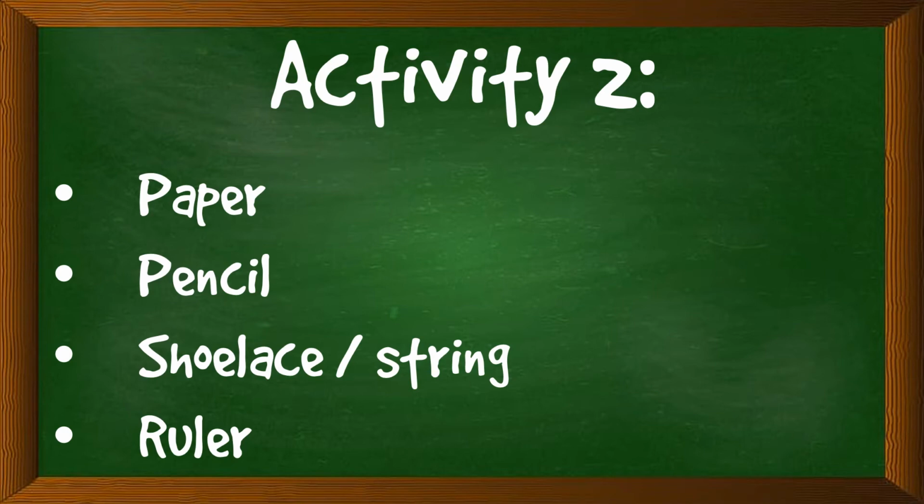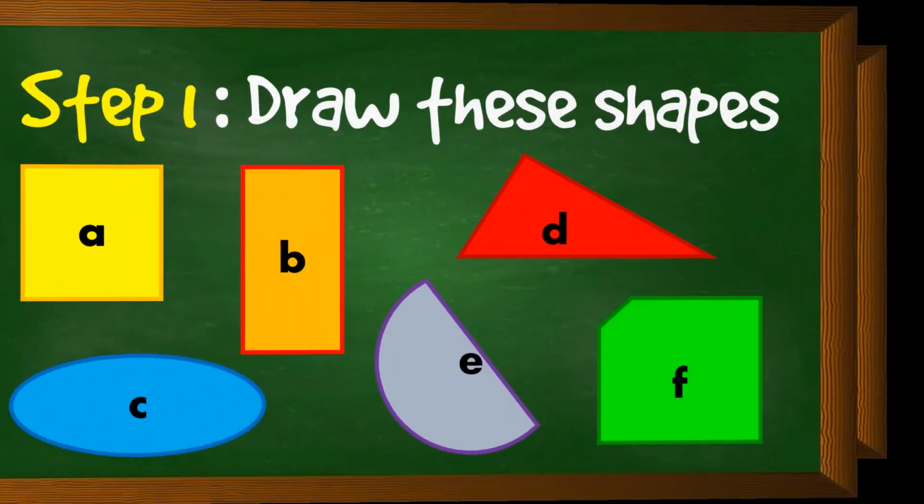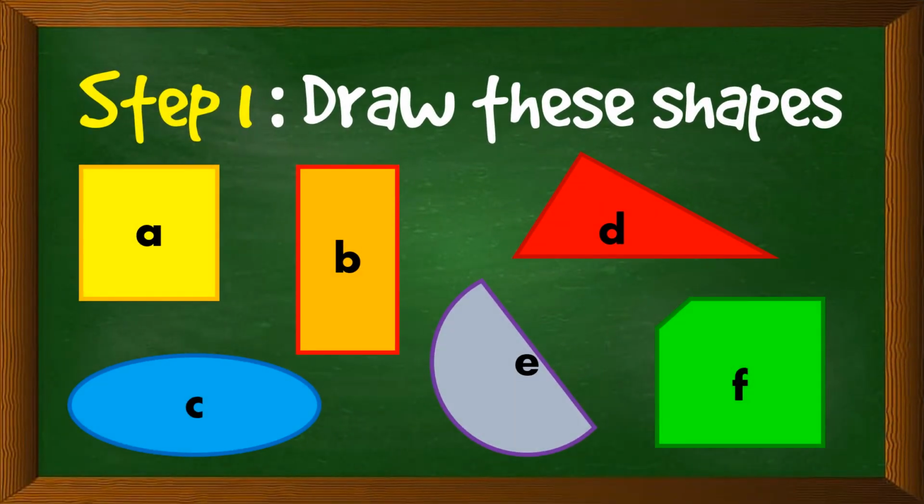And then activity 2, you're going to use a paper, a pencil, a shoelace or string and a ruler. You can, however, use crayons or a Koki. The more colorful it is, the better. You're going to draw each of these shapes. So if you need to, pause your screen now and draw A, B, C, D, E and F. You can draw them as big as you want, but try not to draw them very small.